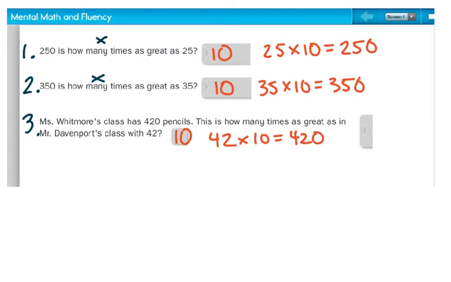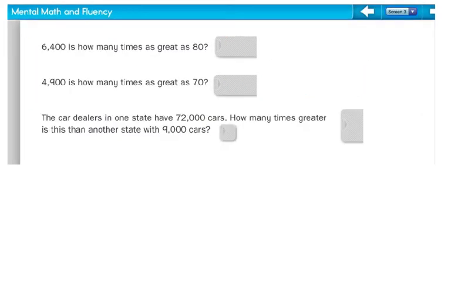All right, go ahead and erase your whiteboard. Number 1 to 3. 6,400 is how many times as great as 80? Watch that 0. 4,900 is how many times as great as 70? And number 3, the car dealers in one state have 72,000 cars. How many times greater is this than another state with 9,000 cars? Watch those zeros carefully. Go ahead and pause your video.